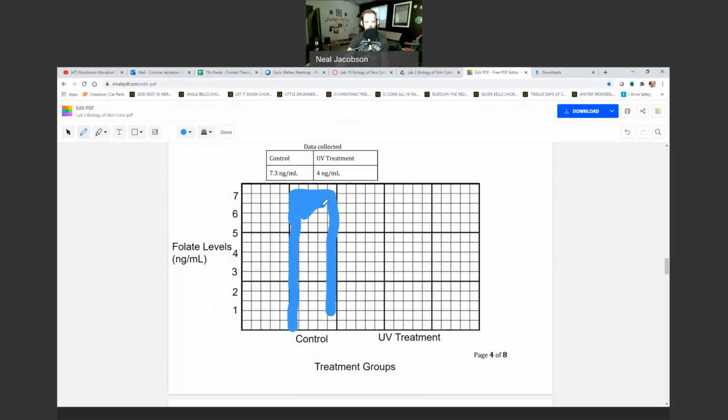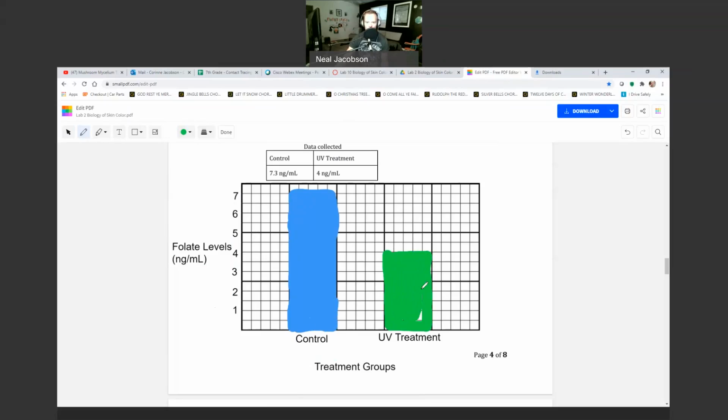Just shade all that in. Make it as neat as you can. I understand that there are some limitations to doing this with a mouse on the computer, but try to make it look nice. And then we'll do green for the UV treatment, and they had 4 nanograms. And there's our scientific data for that.